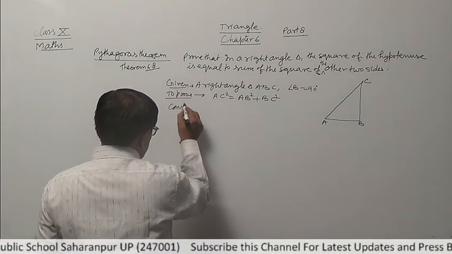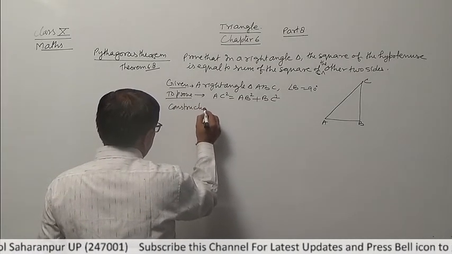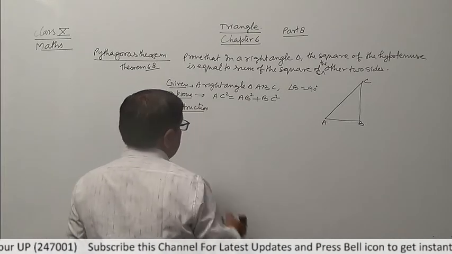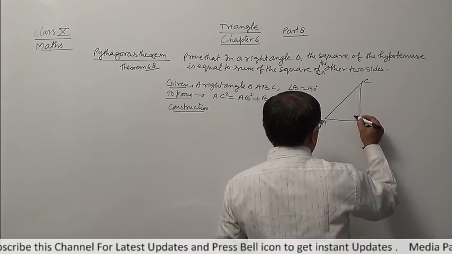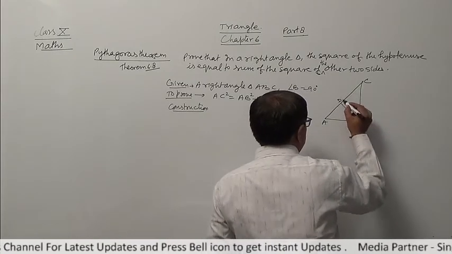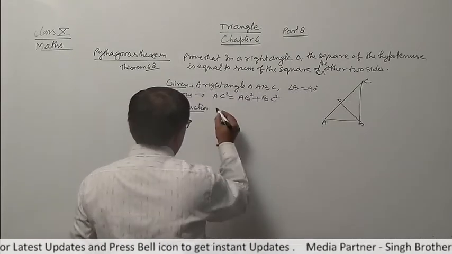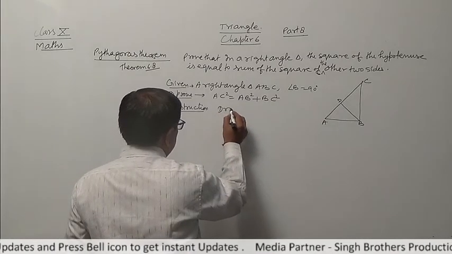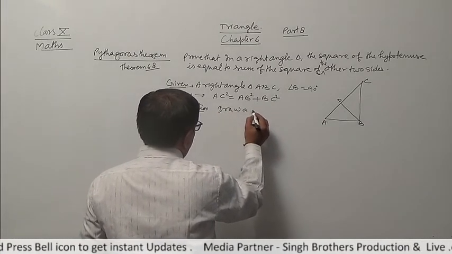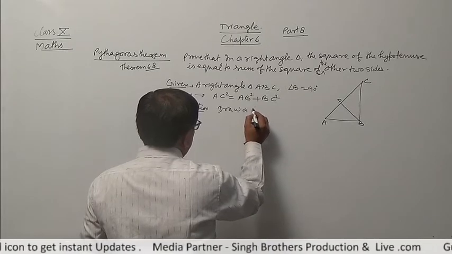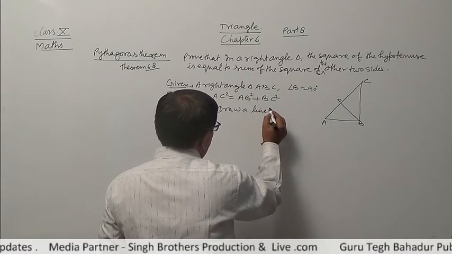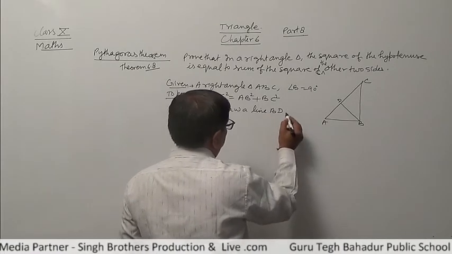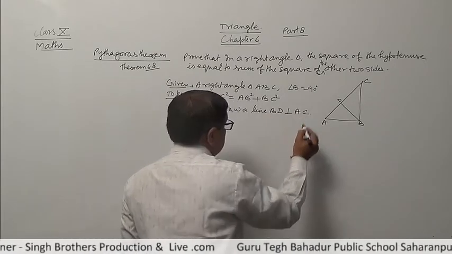Construction: draw a perpendicular from B to AC. Draw a perpendicular, draw a line BD perpendicular to AC.